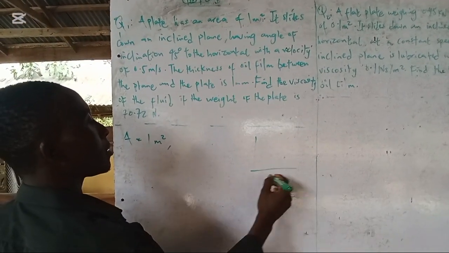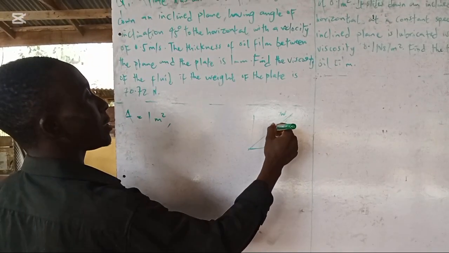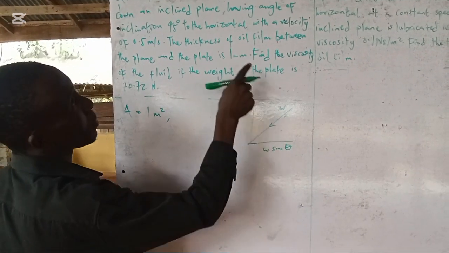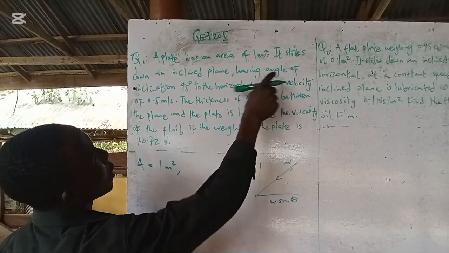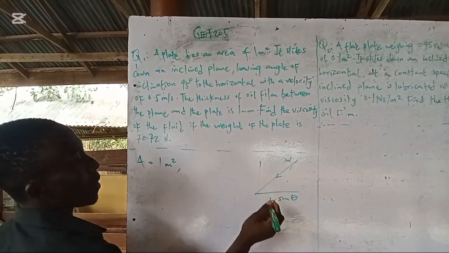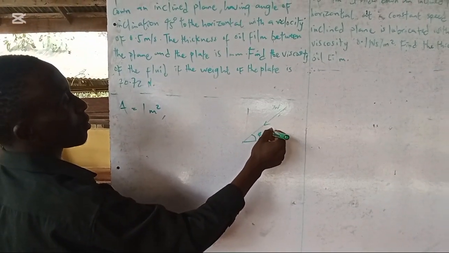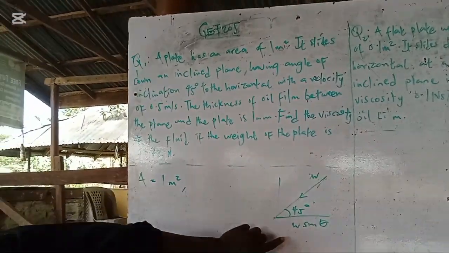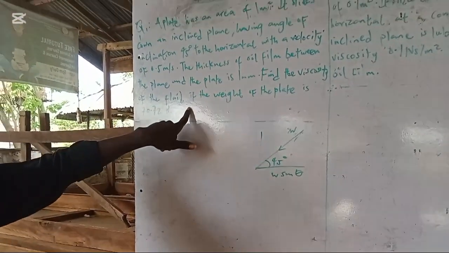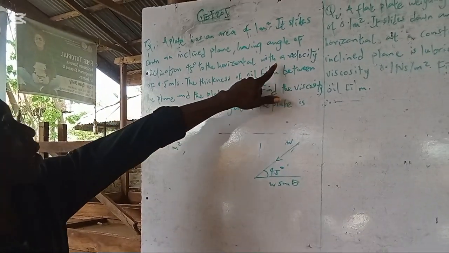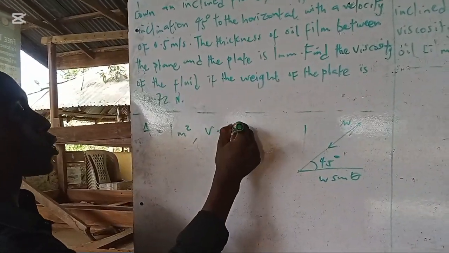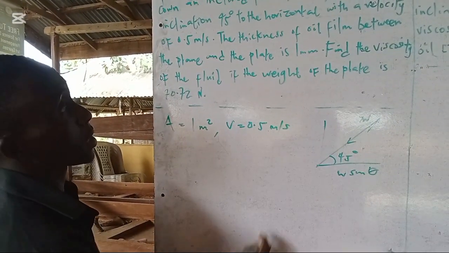Now, on an inclined plane, when your weight is sliding down, the force will be W sin theta. Remember, they said it has an angle of inclination of 45 degrees to the horizontal. So you have 45 degrees here. We will find the weight when we reach the end of the question. The velocity is 0.5 meter per second, that means V is equal to 0.5 meter per second.